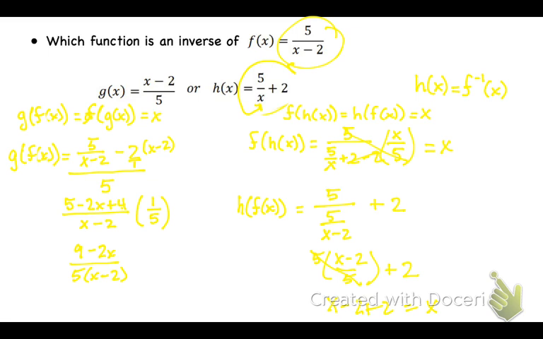So in order to verify that it's an inverse, you have to do f of g of x and g of f of x, and it has to equal x. Now, if it's t, then it equals t. If it's w, it equals w, the variable. Okay? Think I have one more.